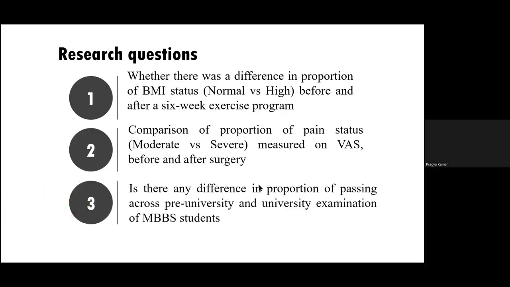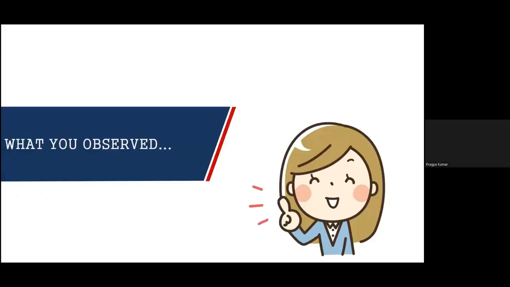Similarly, any difference in proportion of passing across pre-university and university examination of the MBBS students. So again, there will be a pass and fail, and there will be two exams like pre-university and university. So this will also be a 2x2 table. So remember, McNemar test we can apply only in a 2x2 table. We cannot apply McNemar test in a 2x3 or 3x3 table.